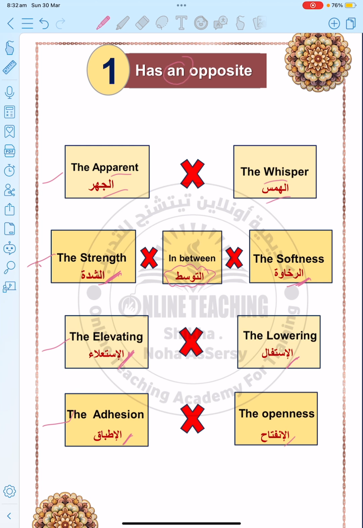Okay, so this is a quick introduction. In the next lesson, inshallah, we're going to apply them one by one, inshallah.